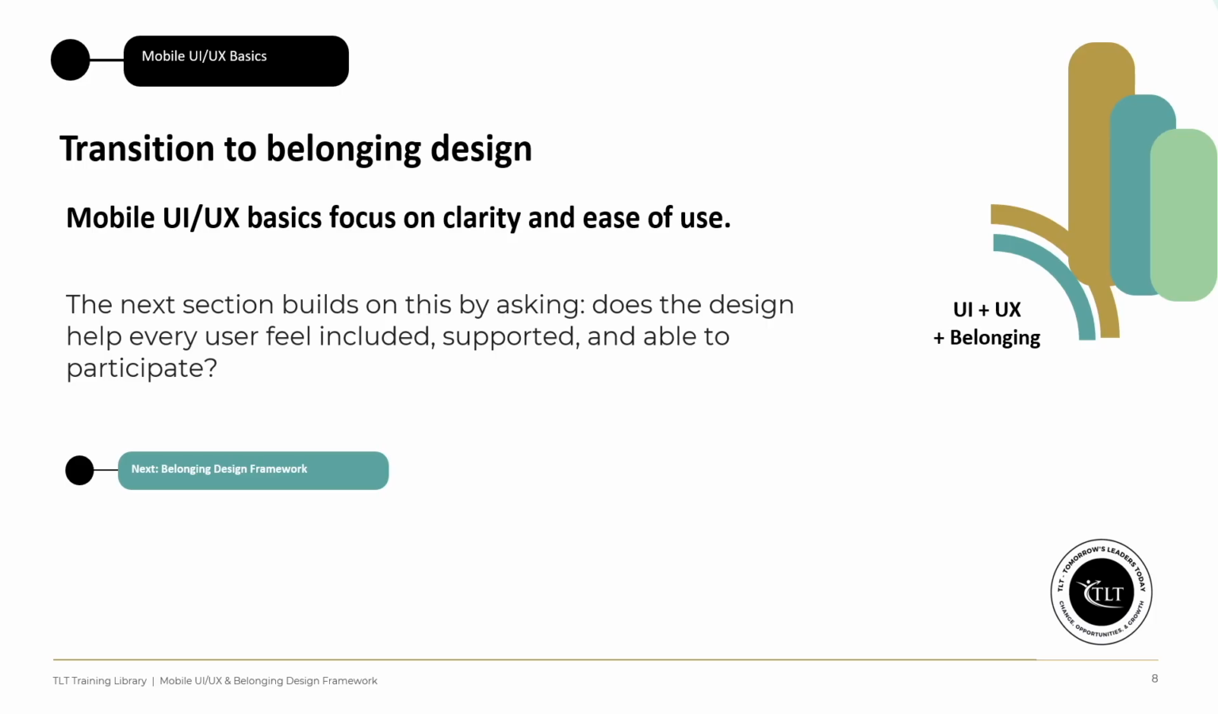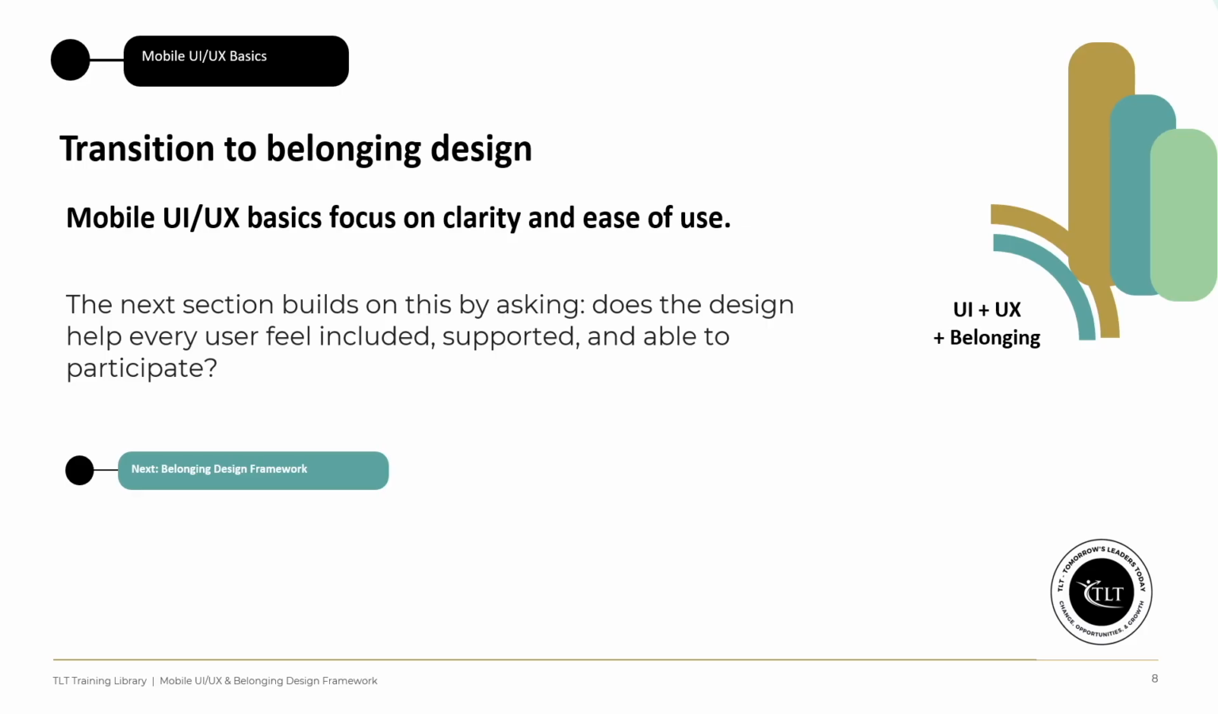To wrap up my section, mobile UI and UX basics are about clarity, usability, and making digital tools easier to use. UI is what the user sees and taps. UX is how the experience feels while they're using the tool. When both are done well, users can complete tasks with less confusion and more confidence.